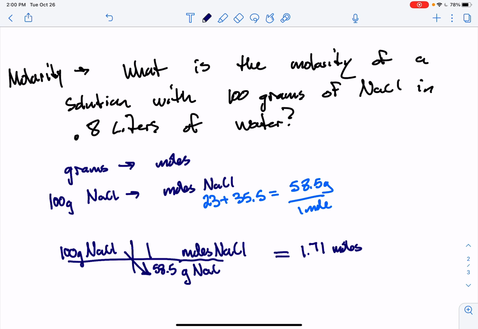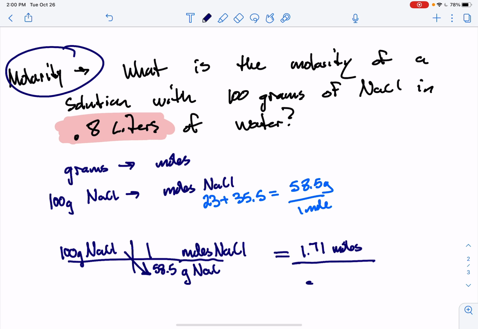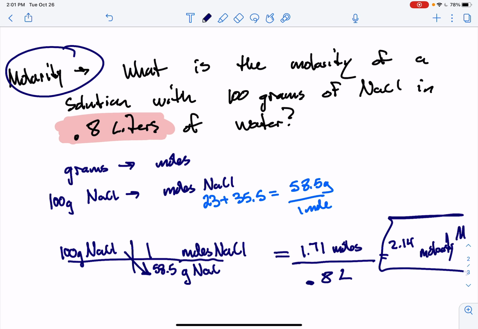Now, molarity is the moles divided by the liters. So I have the moles. I now need to look, and it gave me 0.8 liters. So I take my moles and I divide it by 0.8 liters, and that will tell me my molarity. Now, molarity is symbolized with just a capital M, so I'll divide this by 0.8, and I end up with 2.14 is where I'll round it. And that is the molarity of this solution.